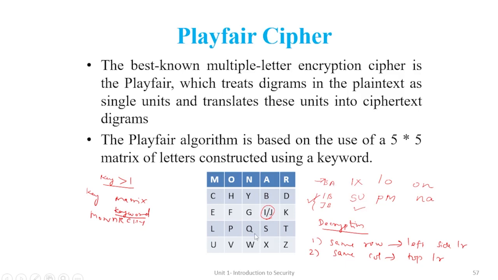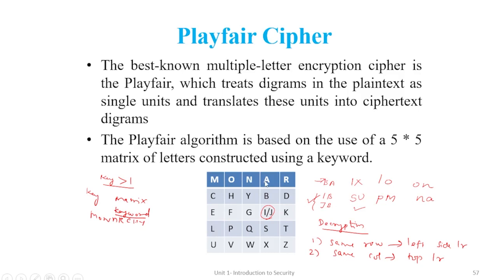Then if you check SU, S and U are available. The same mechanism should be followed. S is the first letter, so you go to row order. The intersection of S's row and U's column is L, and of S's column and U's row is X, so LX. So we get the second plaintext value. Then PM, it also occurs in a different row and column. So you go to the first letter's row order, and the answer is LO.